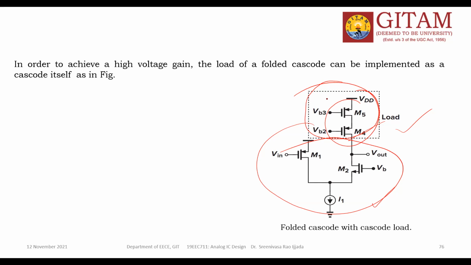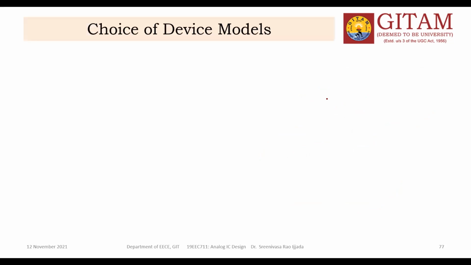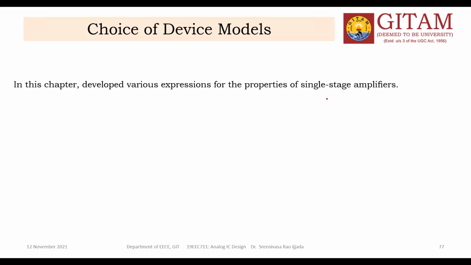In order to achieve higher voltage gain, the load can be implemented as a folded cascode. This topic is over. And lastly, choice of device models.